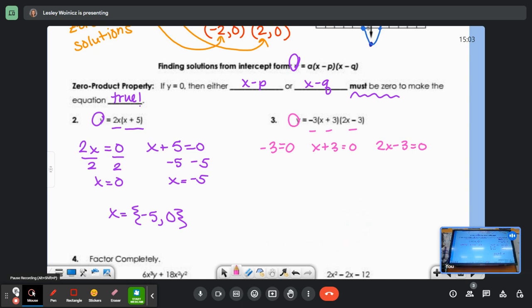Does negative 3 ever equal 0? No. Okay, that's a garbage one. What about this x? What would x have to be to get 3? Yeah, it has to be opposite, right, to cancel a positive 3?